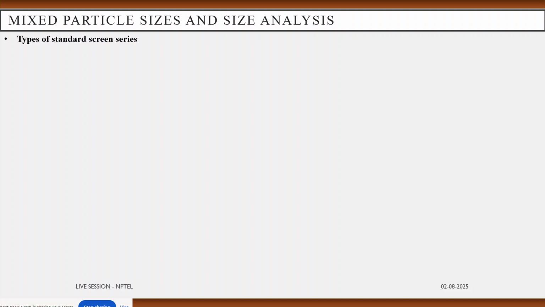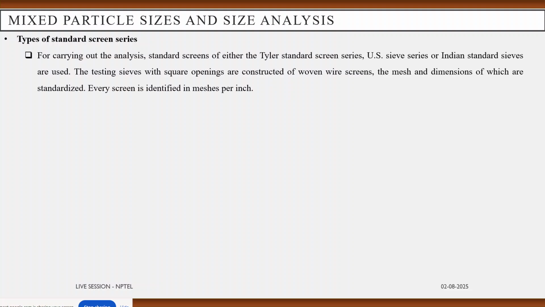Now we will discuss the types of standard screens we use or follow. For carrying out this screening analysis, the standard screens we use are either the Taylor standard screen series, the US sieve series, or the Indian standard sieve series. The test sieves with square openings are constructed of woven wire screens, the mesh and dimensions of which are standardized. Every screen is identified by its mesh per inch.